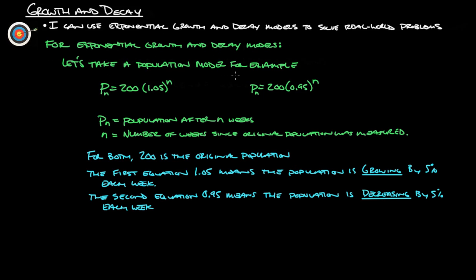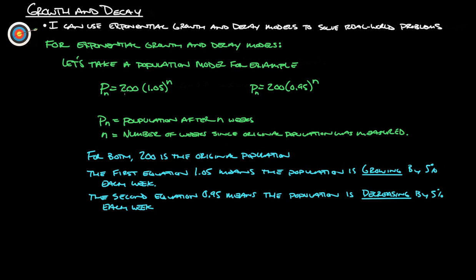we're going to make up a population model and use that for our example here. So here's one, population at n, so that's time, equals 200 times 1.05 to the n, versus population at time n equals 200 times 0.95 to the n power. Okay, so P of n is population after n weeks, so instead of years, weeks. N is the number of weeks since original population was measured. For both, 200 is the original population.